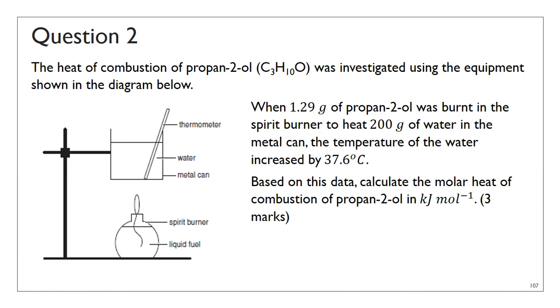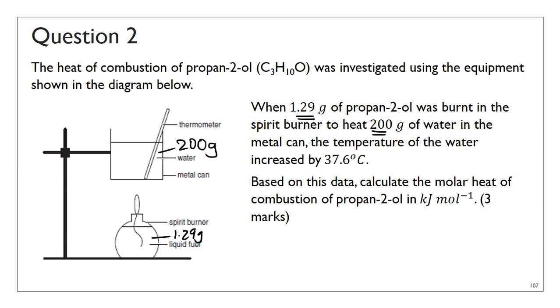So you have a spirit burner with the fuel inside, and then you heat it up, and then you measure the change in temperature of water. Except that the thermometer shouldn't touch the bottom of the can, so this is poor form. And they're using a metal can instead of a glass one. So 1.29 grams of the fuel was used and it was burned in the spirit burner to heat 200 grams of water. So the fuel is here, 1.29 grams, and the water is here, 200 grams.